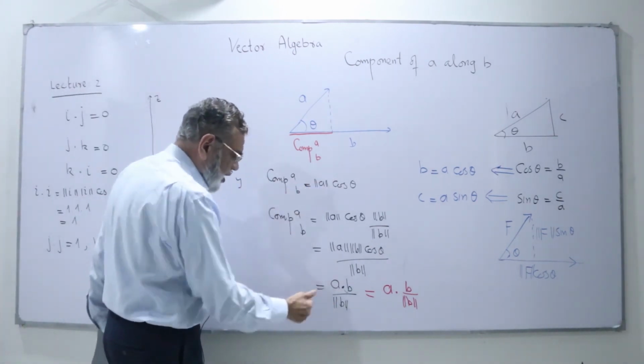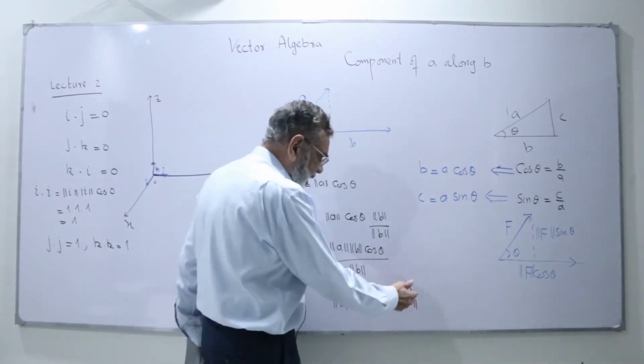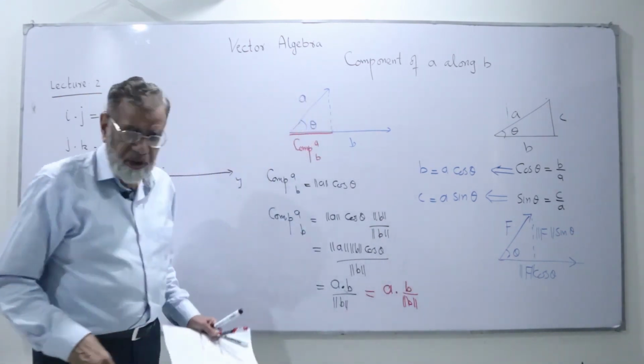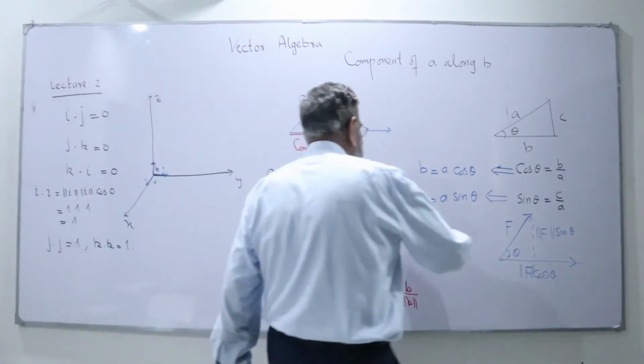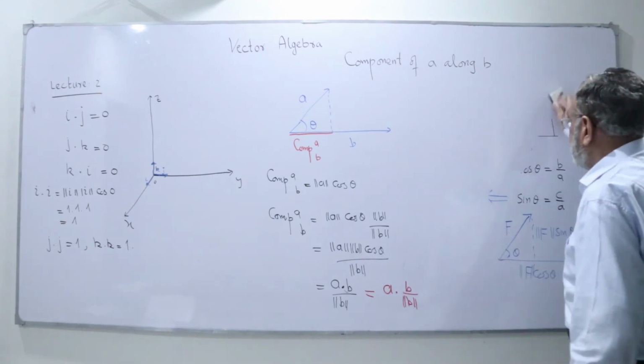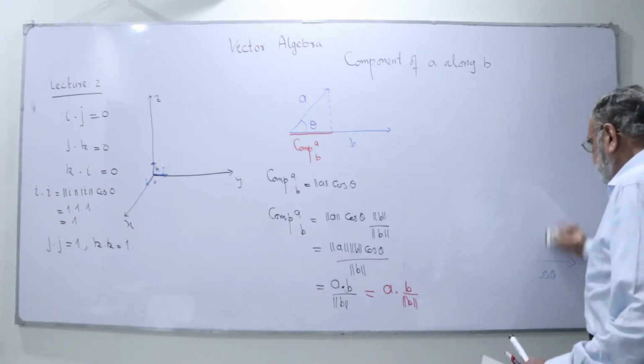Are we writing A dot B over magnitude of B? Are we having A dot B over magnitude of B? So this way we can define the magnitude of A along B. So from here we have the idea that for any vector, we can find the magnitude of that along the vector.